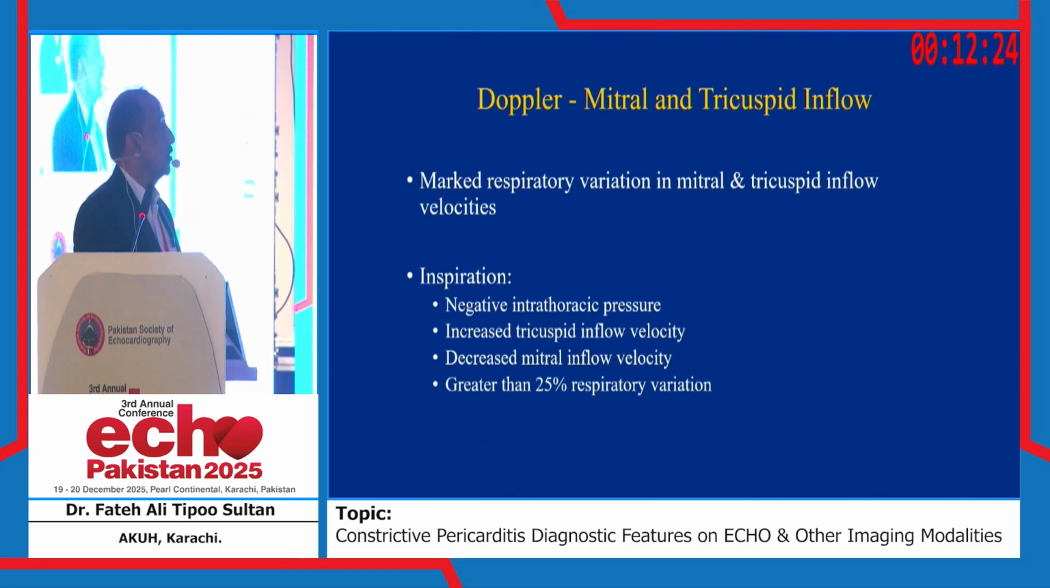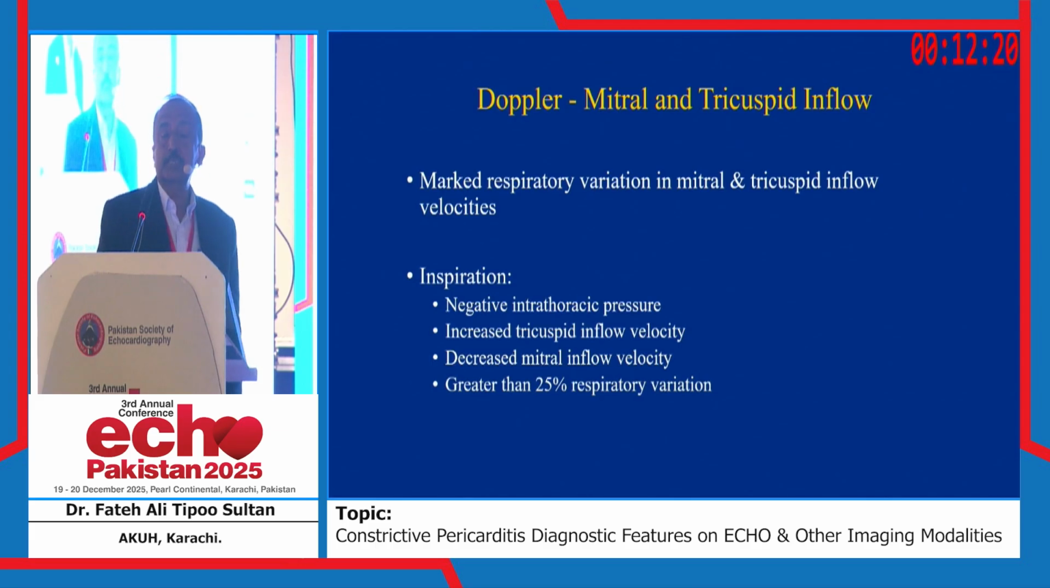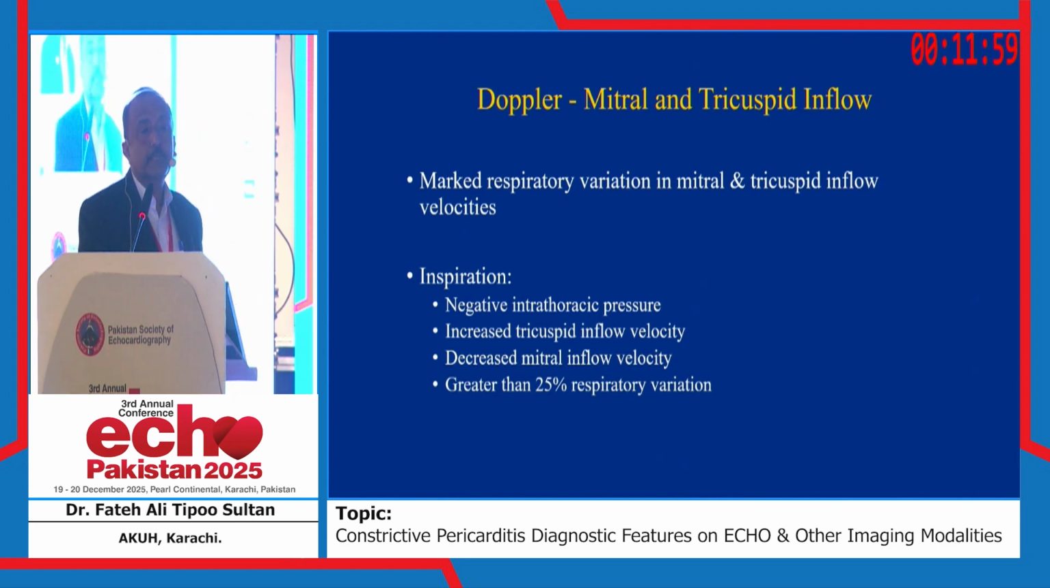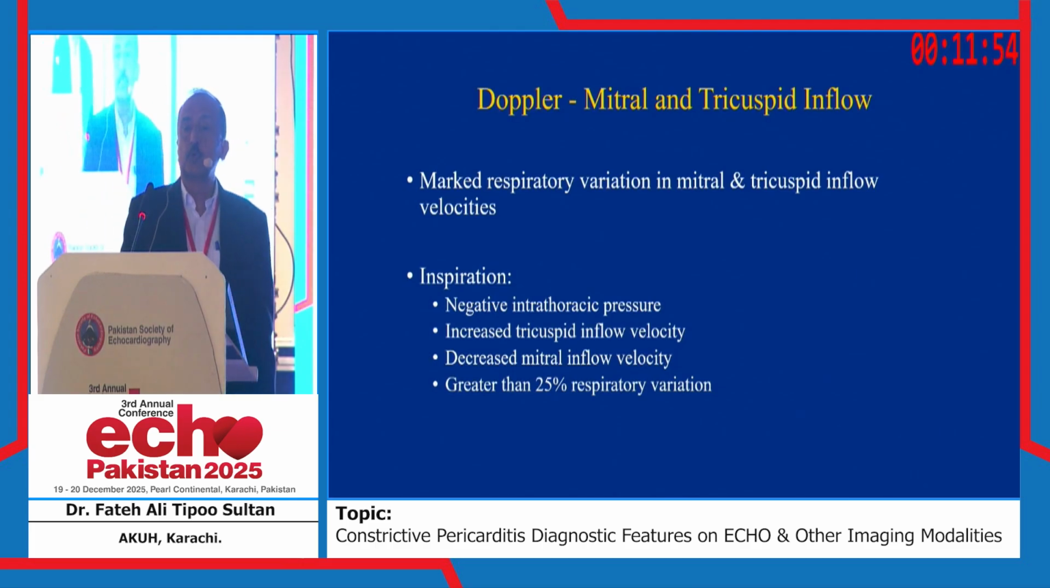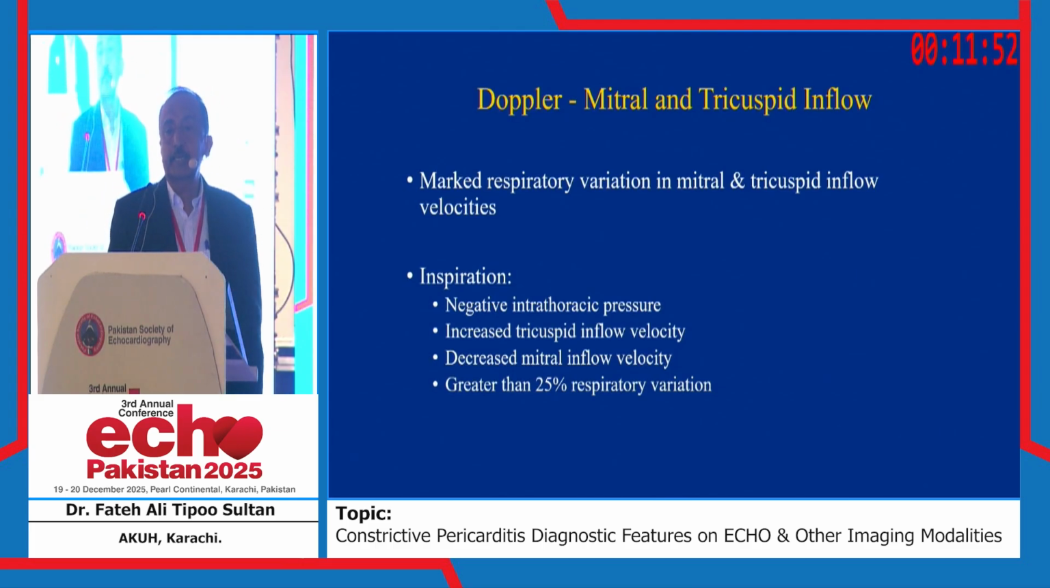Another important thing on Doppler examination is the marked respiratory variation in mitral and tricuspid inflow velocities. So during inspiration, there will be increased flow across the tricuspid valve. So the tricuspid valve velocity would increase, while during the expiration, there will be more flow across the mitral valve. So mitral inflow velocity would increase. So this is the respiratory variation in mitral and tricuspid inflow velocities. And if it's significant, then it would again signify ventricular interdependence. So these are all signs of ventricular interdependence, which is more important as far as constrictive pericarditis is concerned.